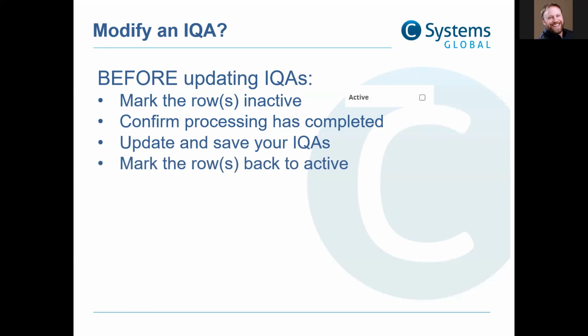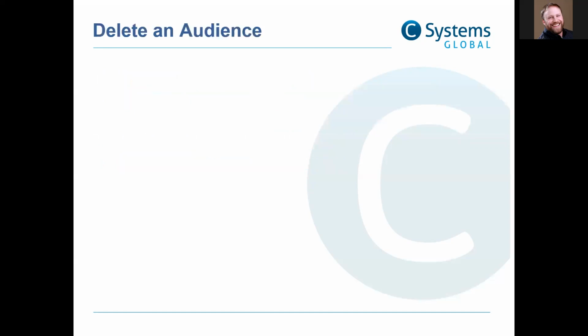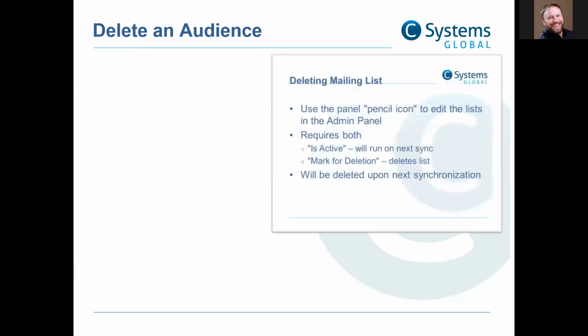and then mark the row or rows in the Mailchimp admin panel back to active. If you've watched our Connect for Mailchimp intro videos, you've seen and heard the steps for deleting an audience or list, setting the list to active and marking it for delete. You may even recognize this slide.